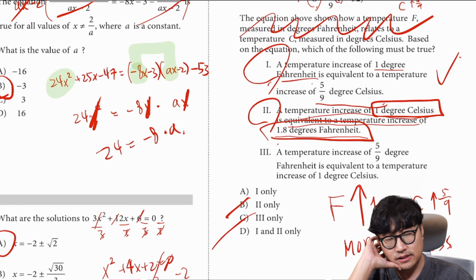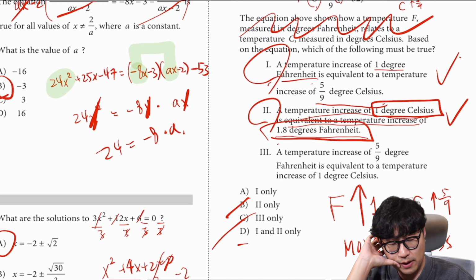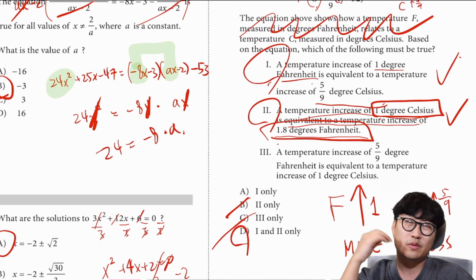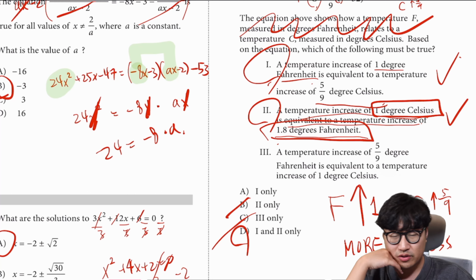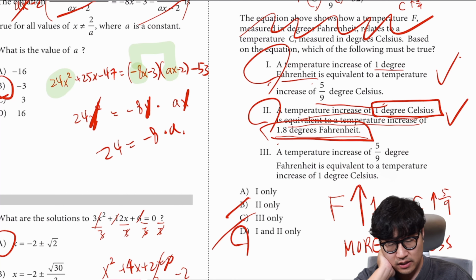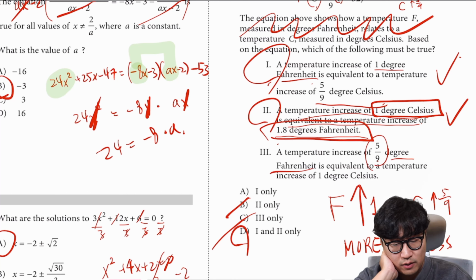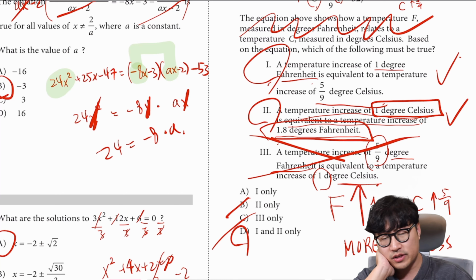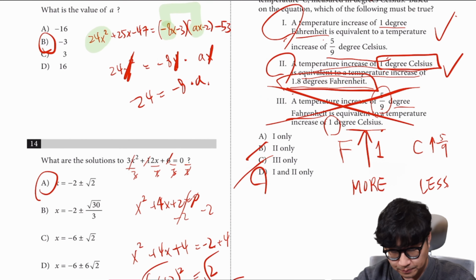So that makes sense. So we keep that. And then I'll probably circle D and move on. If you want to double check choice 3, the Roman numeral 3, you can do that. I probably wouldn't. But if you take a look, 5/9 degrees Fahrenheit, 1 degree Celsius, they got that mixed up. 3 is not true, so it's got to be 1 and 2 only.